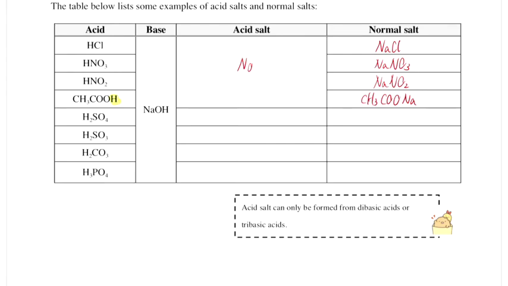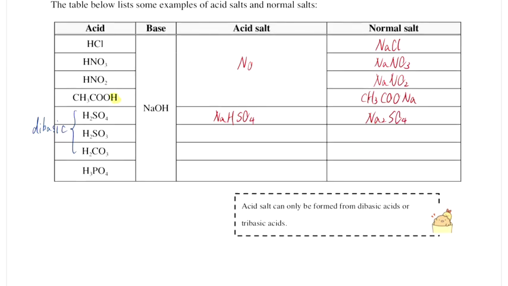And then we move on to the dibasic examples. For the next 3 examples, they are dibasic acids. For the first example, we have sulfuric acid. Acid salt is formed when only one of the hydrogen ions is replaced by sodium ion. So the acid salt should be sodium hydrogen sulfate. Okay, and then the normal salt would be sodium sulfate.